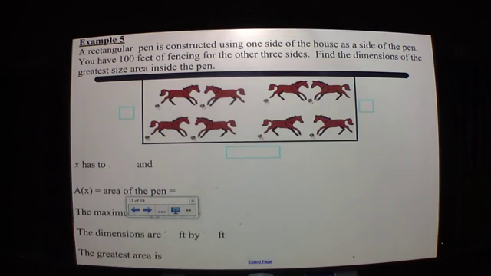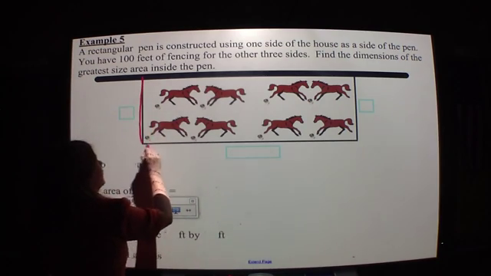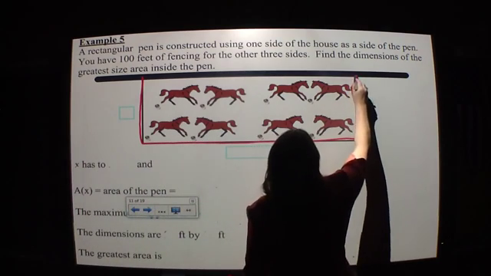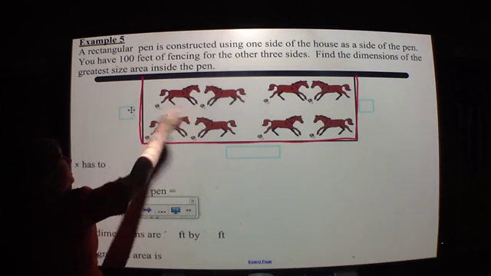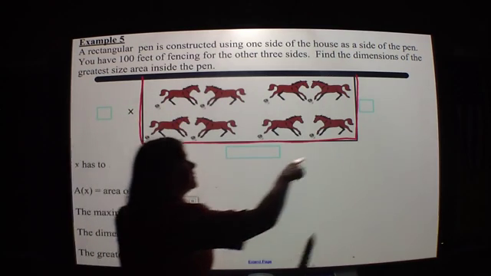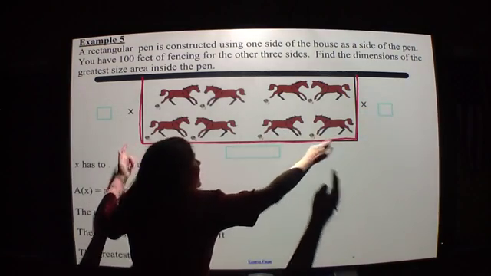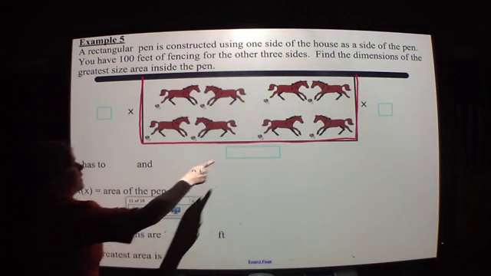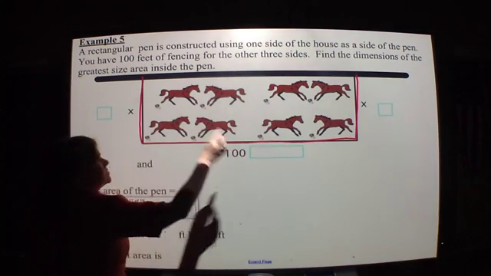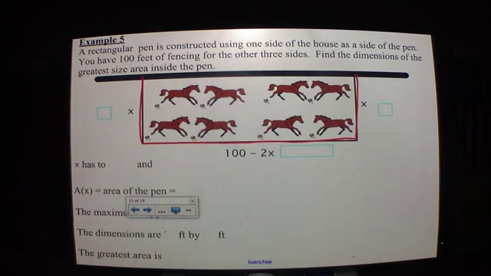Quadratic formula word problems. You have a rectangular pen constructed using one side of the house as the side of the pen. The thick line is the side of the house. You have 100 feet of fencing. So this plus this equals 100. These two sides are the same, so I'm just going to call those x. To find the bottom side, we know it's 100 all the way around the three sides. So if I take 100 and subtract those two sides, I will get the remaining side.